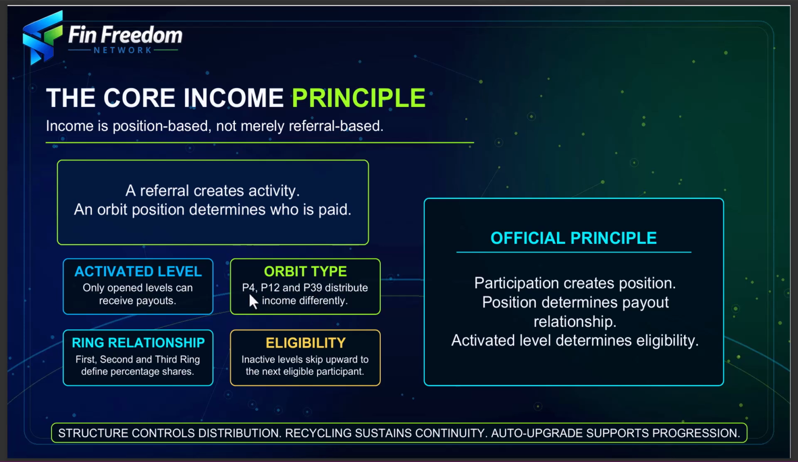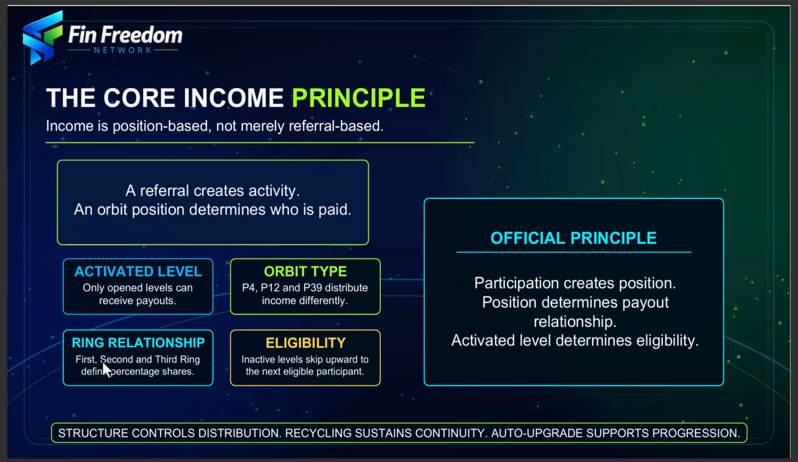Level 1 has P4, level 2 has P12, level 3 has P39. Then it repeats again. Level 4 has P4, level 5 has P12, level 6 has P39. Then it repeats again through level 7, 8, 9, 10. All right? So it goes on like that. There are 3 different orbit types.